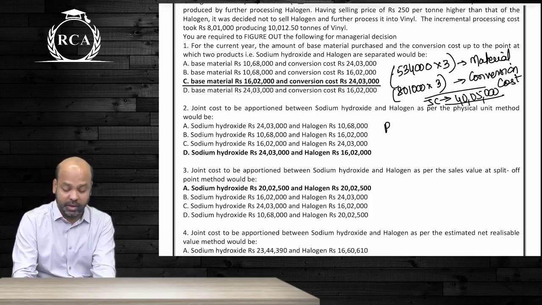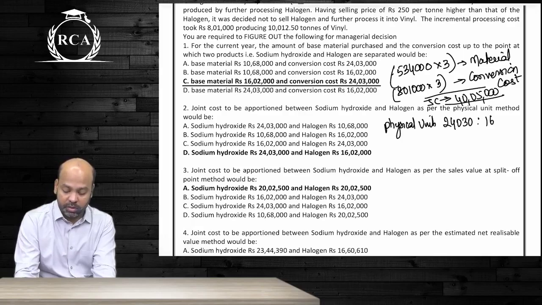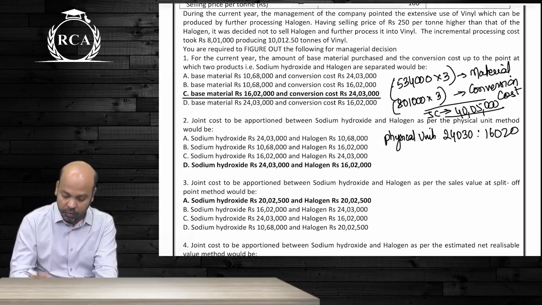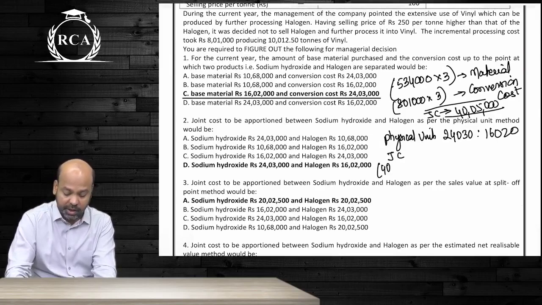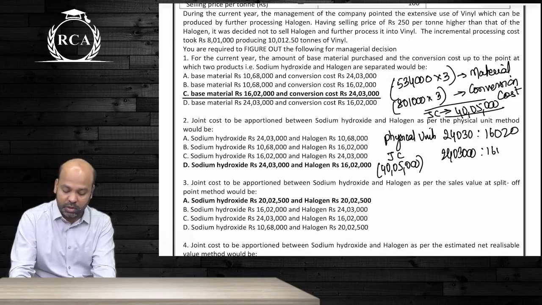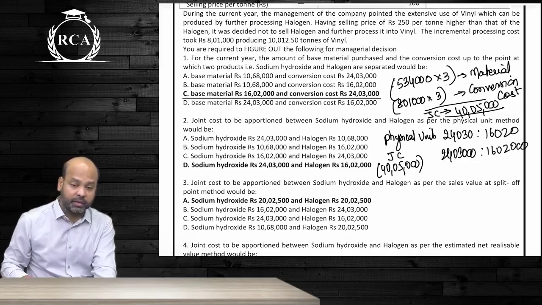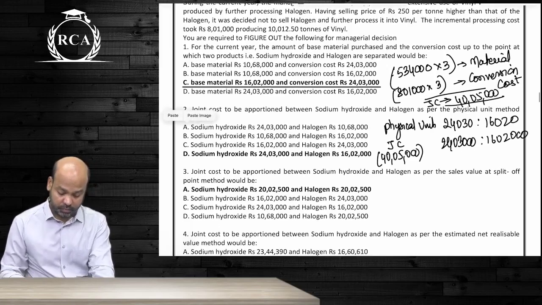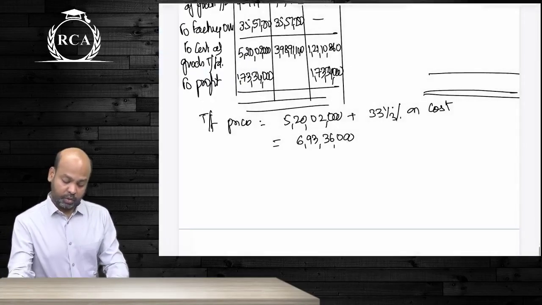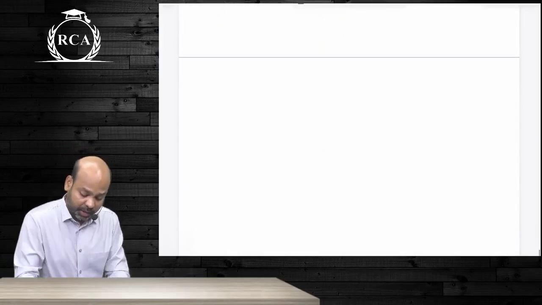Physical units कितने बेटा? Physical units are 24,030 is to 16,020. 3:2 ratio. So what will be joint cost allocation guys? 40 lakhs 5,000 in this ratio. 24 lakhs 3,000 and 16 lakh 2,000. Pretty normal, right guys? एक सेकंड बेटा लिख ही लेता हूँ, हो गया. तुम्हारे को भी लिखना है तो लिख लो वरना छोड़ दो, वहीं पे लिखना है तो लिख लेना.